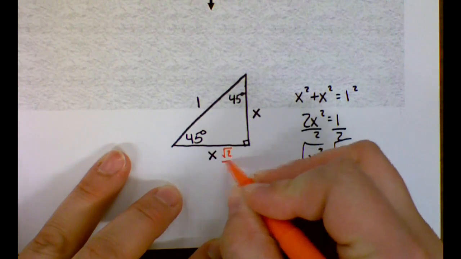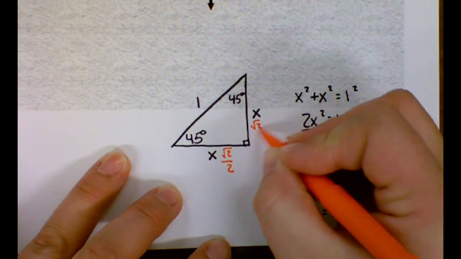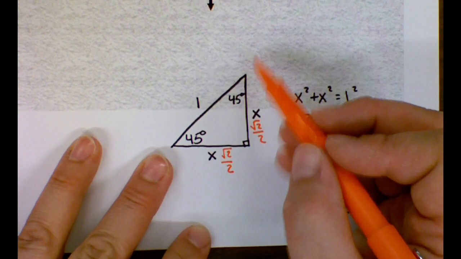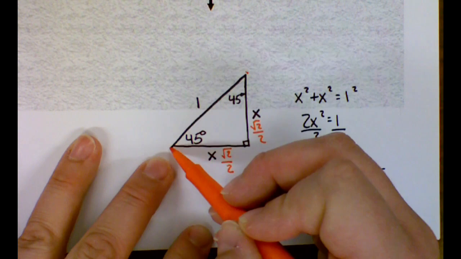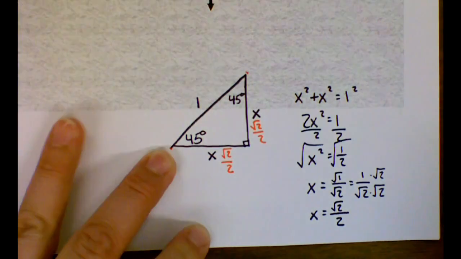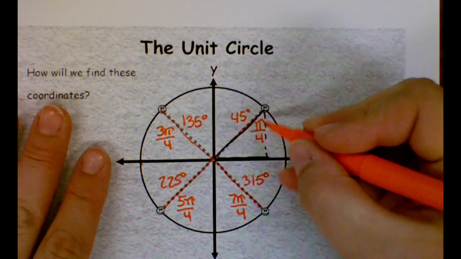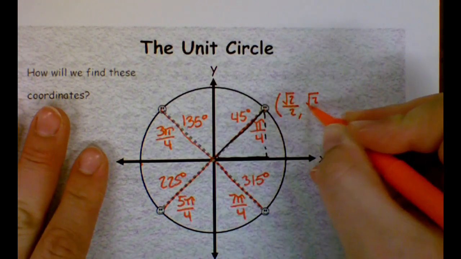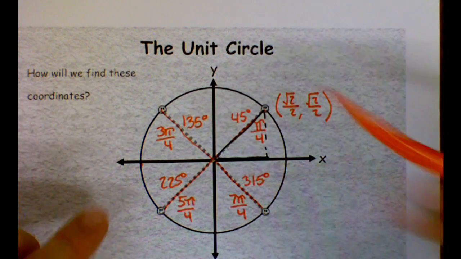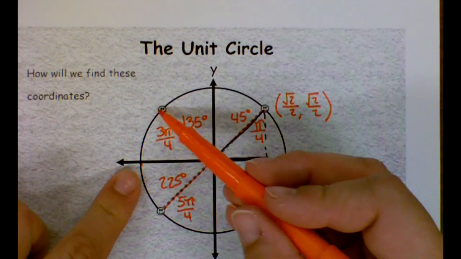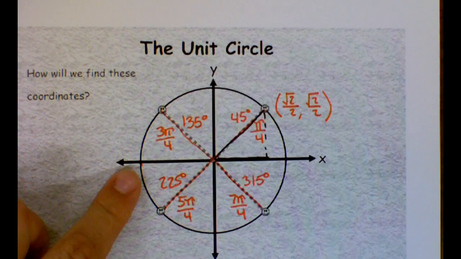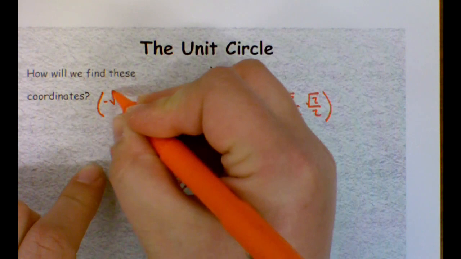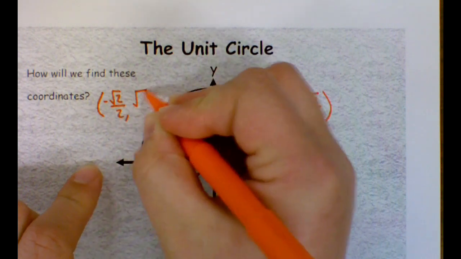So how does that translate back into my circle? If this side is square root of 2 over 2, and this side is square root of 2 over 2, those are the x and y coordinates for this point, because that's the origin, and that's how far over and up we go. So this point right here is square root of 2 over 2, comma, square root of 2 over 2. Over here at 3 pi over 4, well, we could make the same triangle. The only difference is that my x-coordinate needs to be negative. So it is negative square root of 2 over 2, positive square root of 2 over 2.